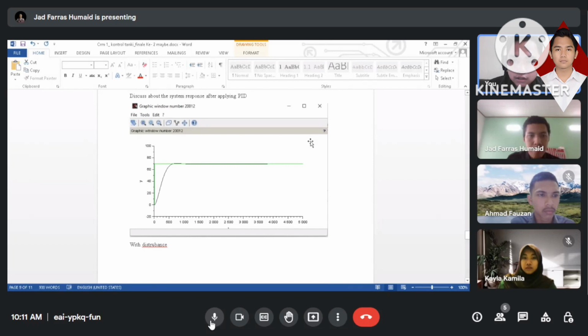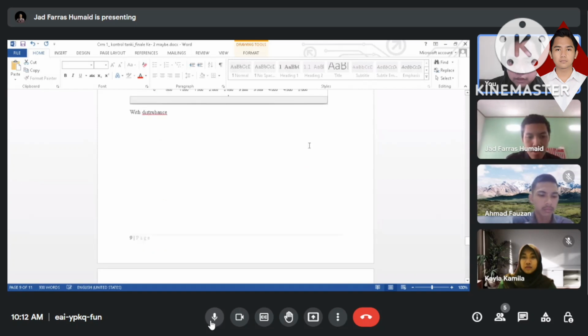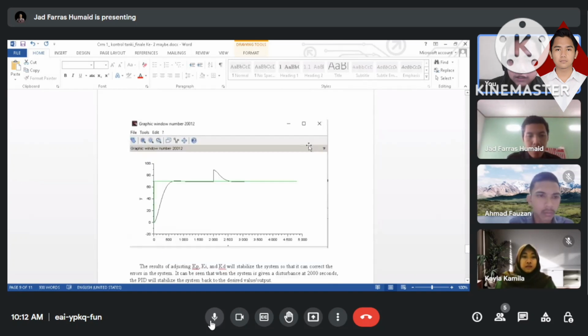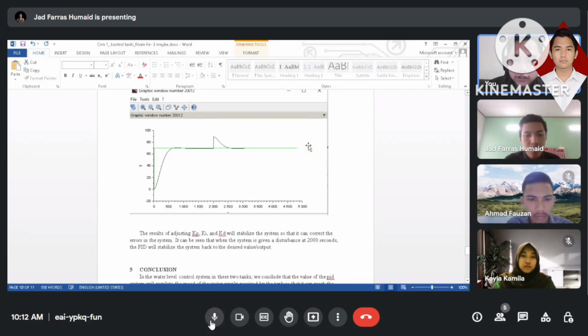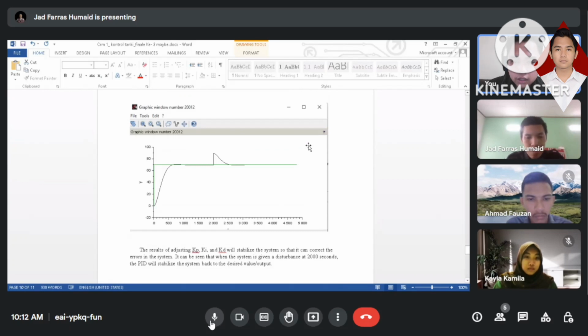And the result we get is more like this. This one is with the disturbance at time 2000 with final value 70. The result of adjusting Kp, Ki and Kd will stabilize the system so that it can correct the errors in the system. It can be seen that when the system is given a disturbance at 2000 seconds, the PID will stabilize the system back to the desired value. Next.